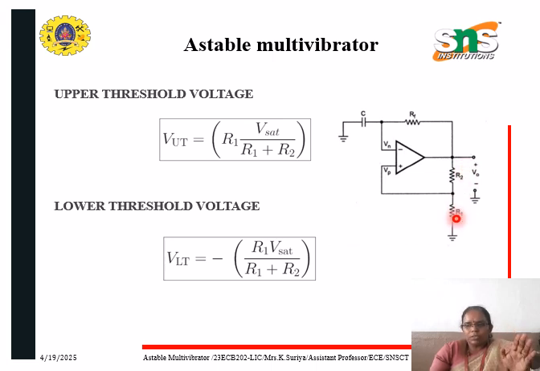So plus Vsat into R1 divided by R1 plus R2 gives the upper threshold voltage. Next one is lower threshold voltage. For that your output is at minus Vsat. So the lower threshold voltage is minus Vsat into corresponding resistance R1 divided by sum of the resistances R1 plus R2.